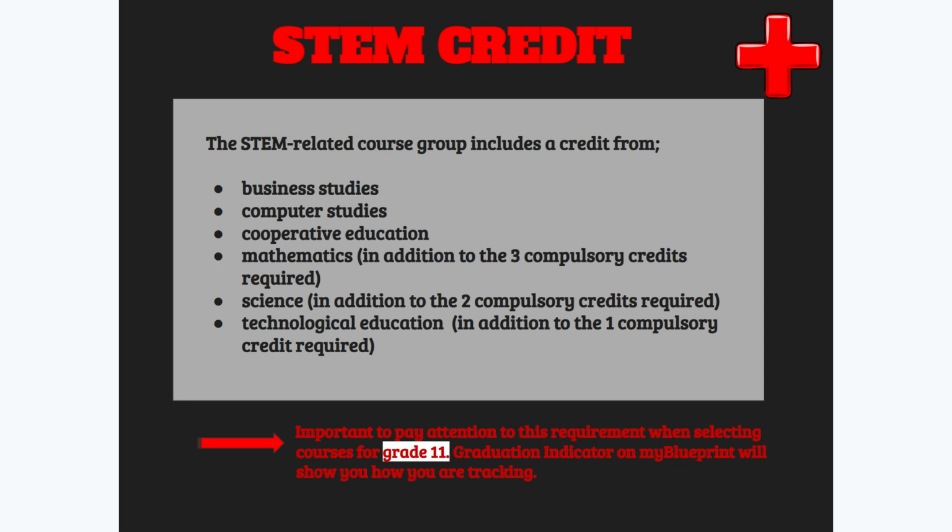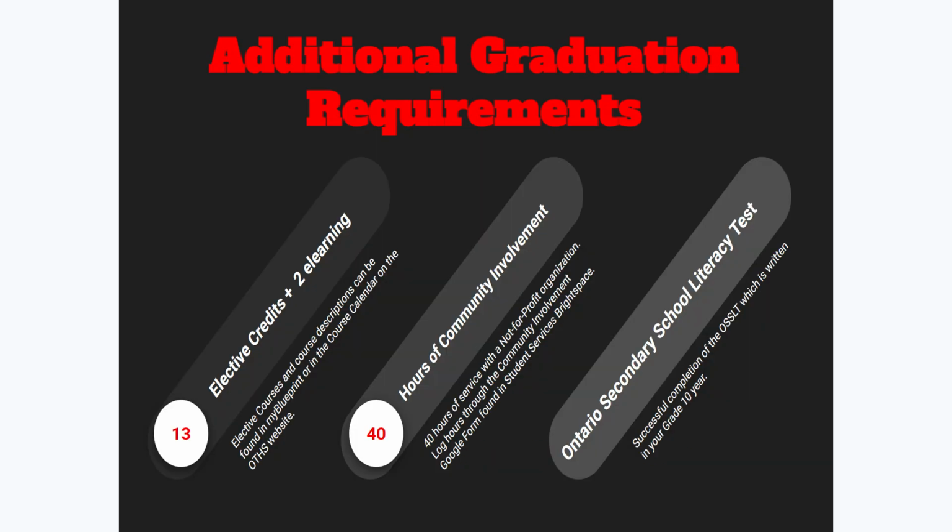You can also see that cooperative education is listed as an option to earn your STEM credit as well. Co-op is an option for students in grade 11 or 12. So those are your 17 compulsory courses, which we've already discussed. There are also 13 elective courses that make up your 30 required to graduate.